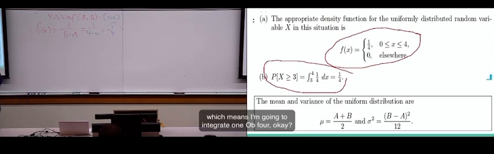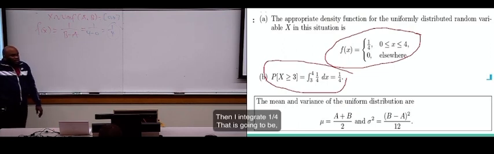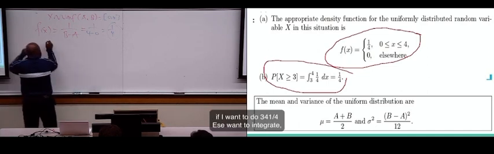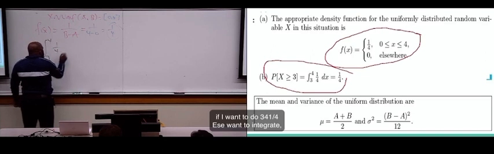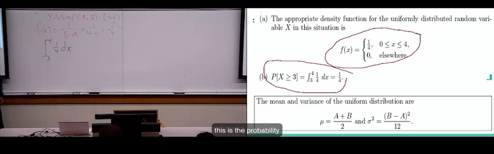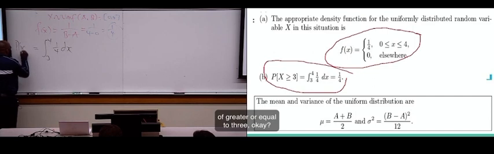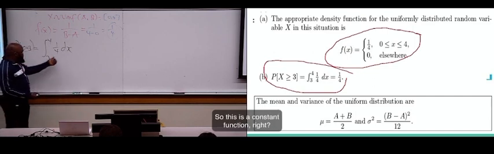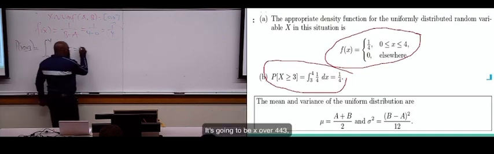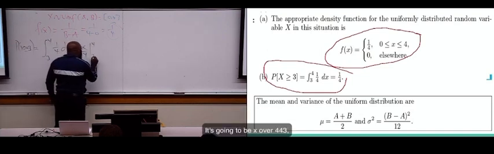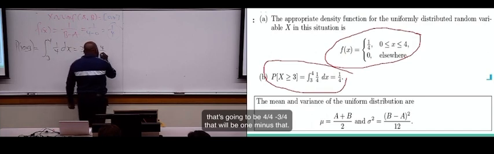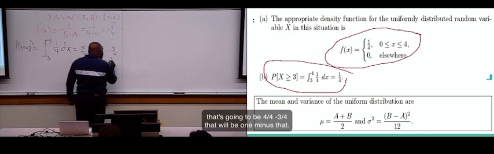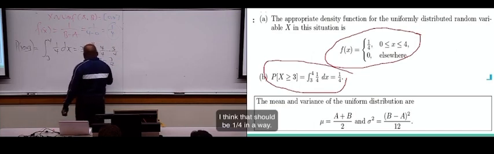So which means I'm going to integrate 1 over 4. If I want to do 3 to 4, 1 over 4 ds, this is the probability of S greater or equal to 3. Don't forget, the upper bound is 4. This is a constant function, right? It's going to be x over 4 from 3 to 4. That's 4 over 4 minus 3 over 4, which should be 1 over 4.